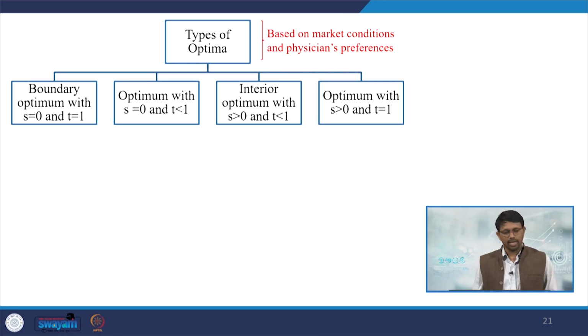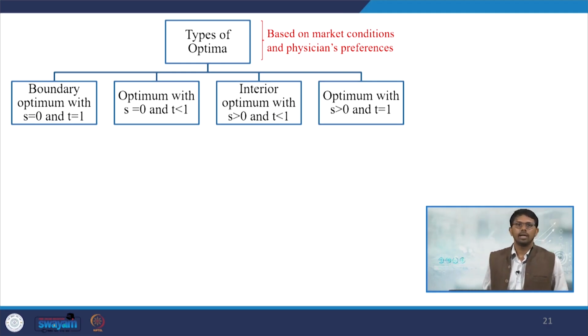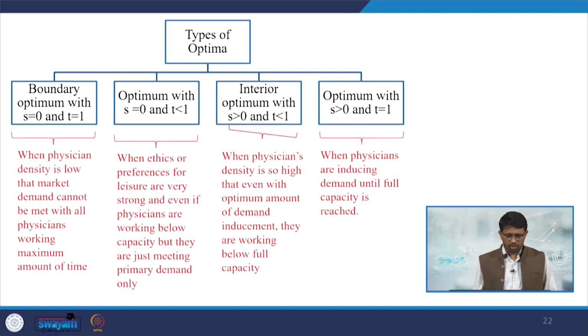Others are like S might be 0 and T is less than 1, and another is an interior optimum, with both not falling at the boundary, like S is greater than 0 and T is less than 1. And another optimum point is where S is greater than 0 but T equals 1. This is interior because both are not at the boundary, isn't it? So, what are all those?